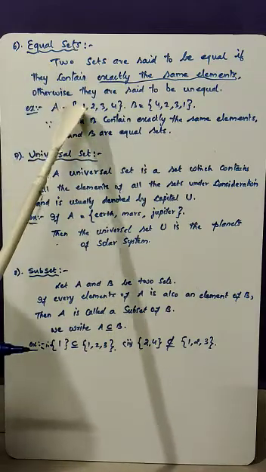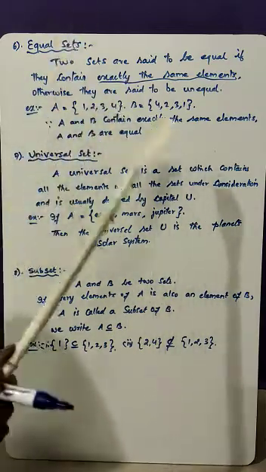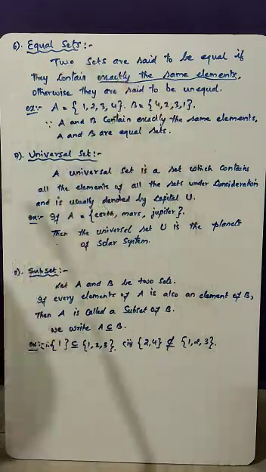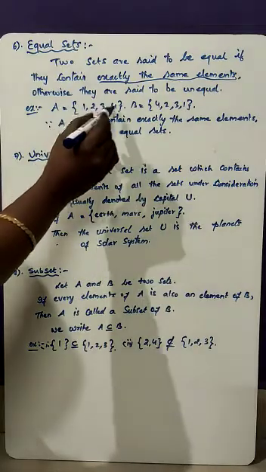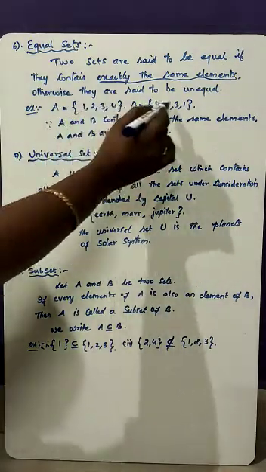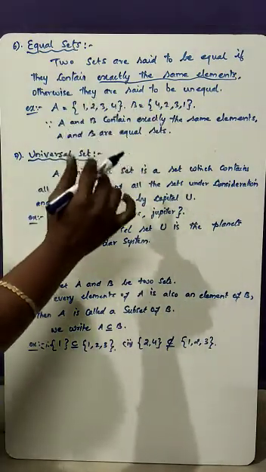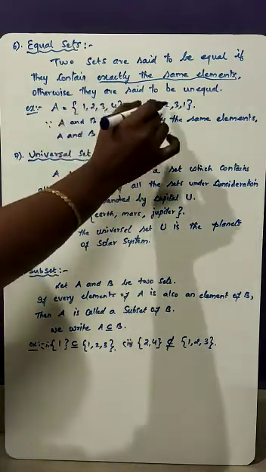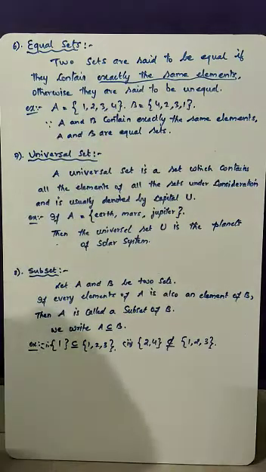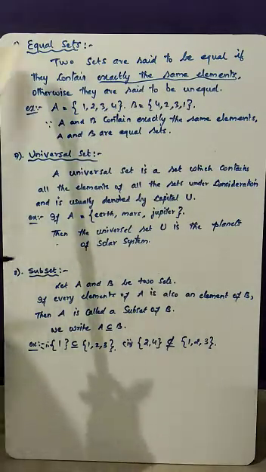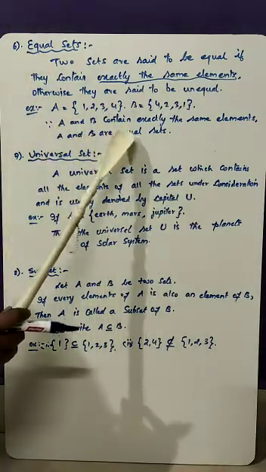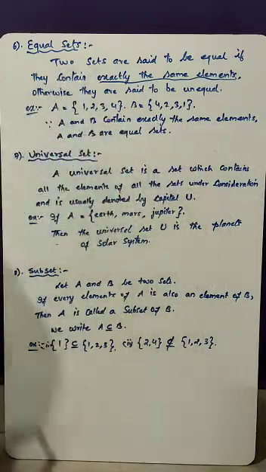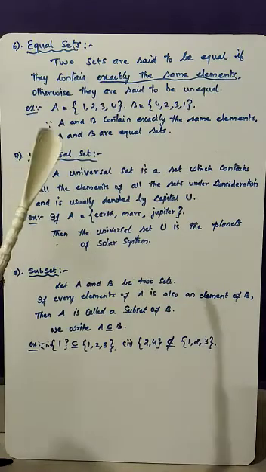For example, A's elements are 1, 2, 3, 4 and B's elements are 4, 2, 3, 1. Look here: 1, 2, 3, 4 and 4, 2, 3, 1. Both have the same elements, only the places have changed. That is no problem. The elements of A and B are exactly the same. So that is equal sets. A and B contain exactly the same elements, so A and B are equal sets.